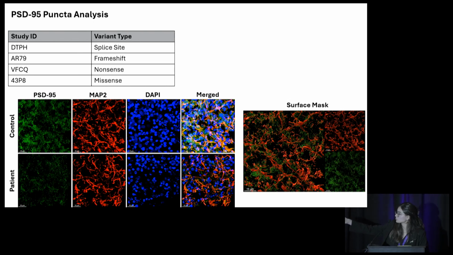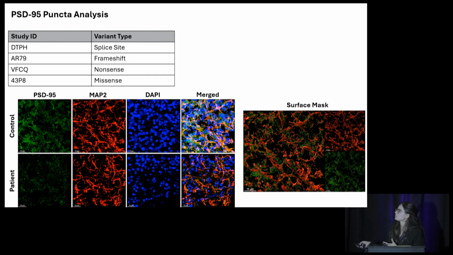So you see that these are 3-month-old organoids. I already have a good expression of PSD95. And then on top is my control, and below is the patient. This is for our nonsense mutation. So we see that in the patient, we have a much lower expression of PSD95. Then MAP2, that's a marker for dendrites and neurites in general. And then DAPI is just for nuclear staining. This is our merged image.